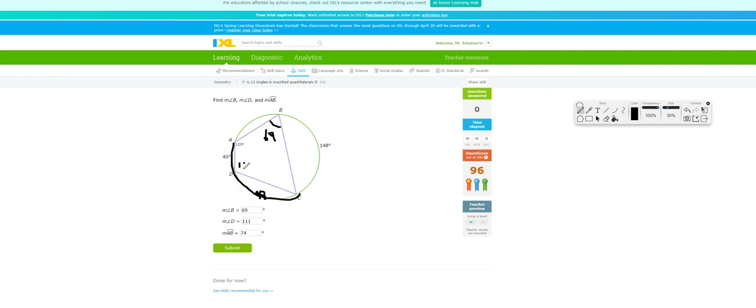This is 69, this is 111. Notice this is 123. So to find angle C, you can subtract 180 minus 123 because they're supplementary. And this angle here is 57 degrees. Okay, so there you go. I'm going to go ahead and submit this so you can see. And there it is.